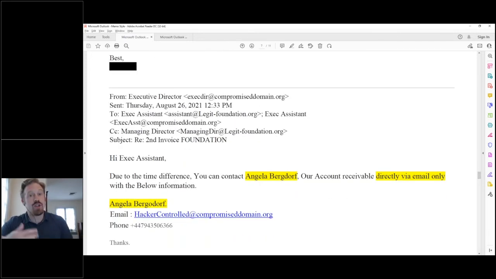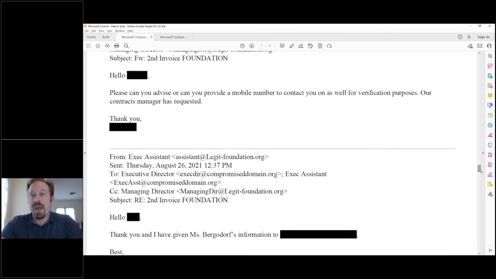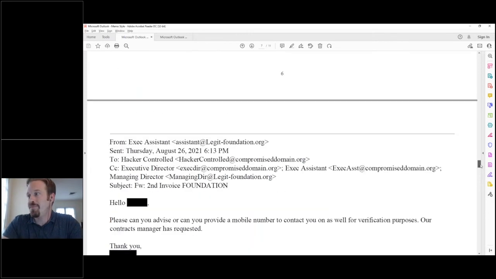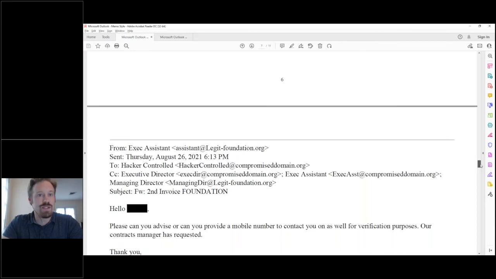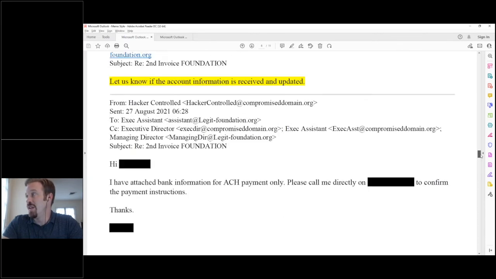The hacker actually created a new account on the compromised domain and gave it a name, right? Angela Bergdorf, the person who is now controlled by the hacker completely. So now the hacker has moved off of the staff account into an account that they control solely. The foundation has some controls where they need to do some call verification.